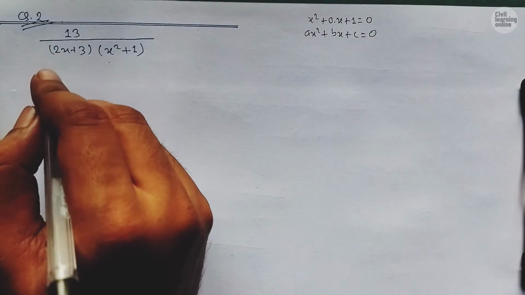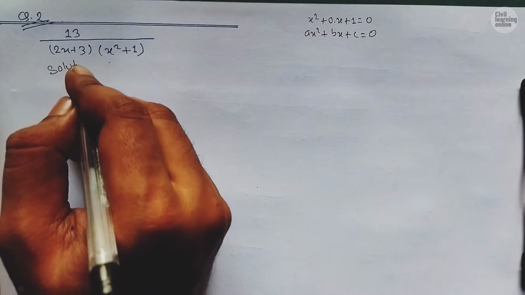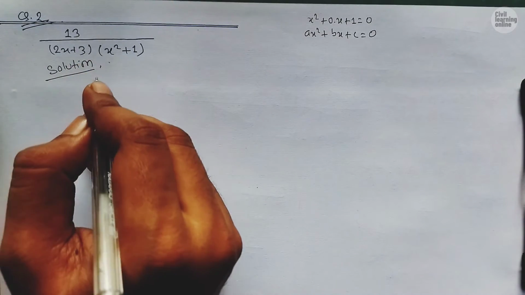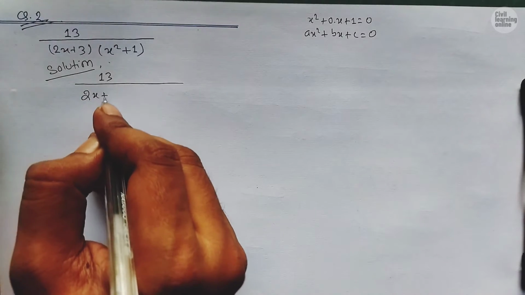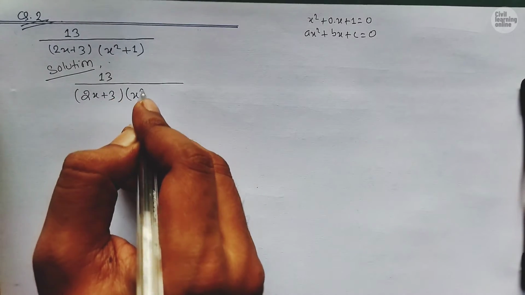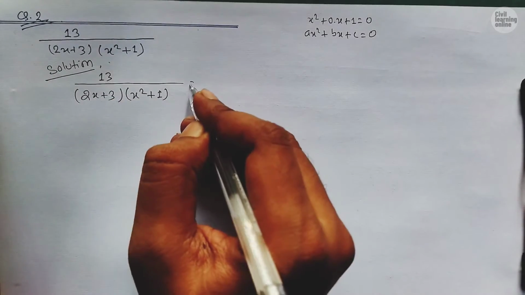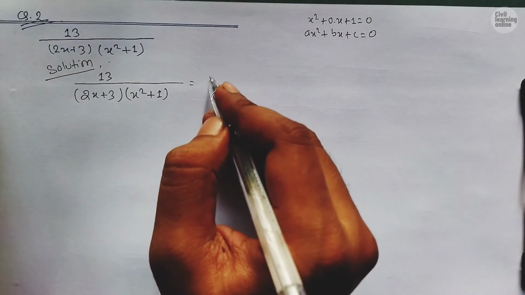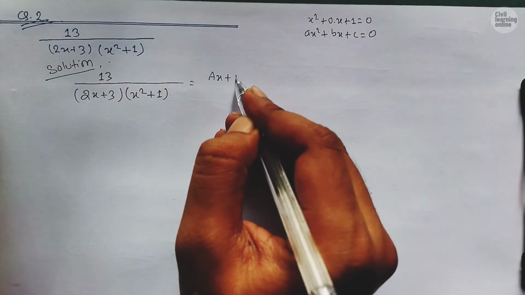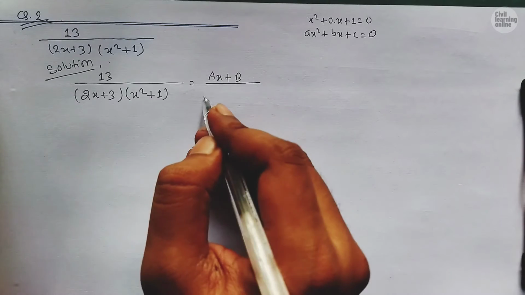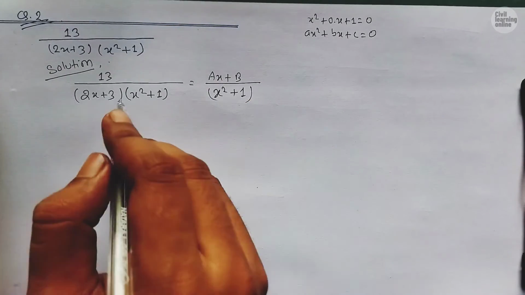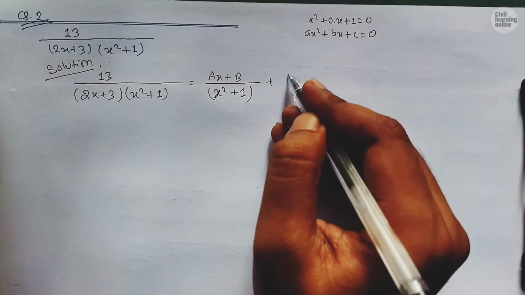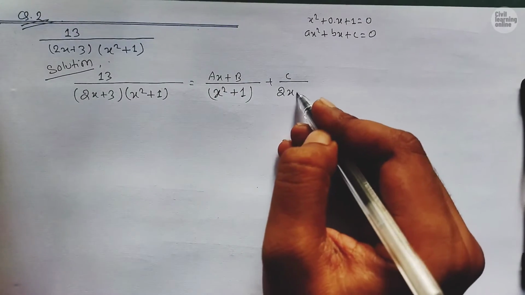So we can rewrite it as, right here, solution: 13 upon 2x plus 3 times x square plus 1 will be equals to, I'm going to rewrite it as ax plus b upon this term first, x square plus 1. You can do this because both are in multiplication, plus c upon 2x plus 3.